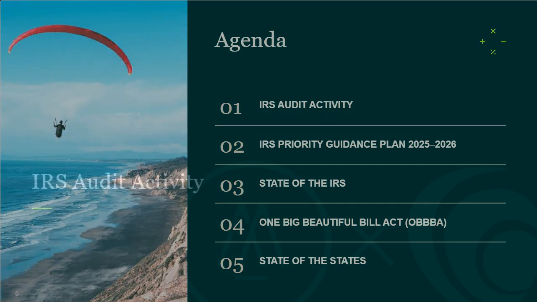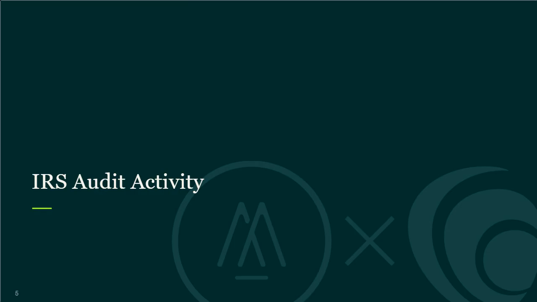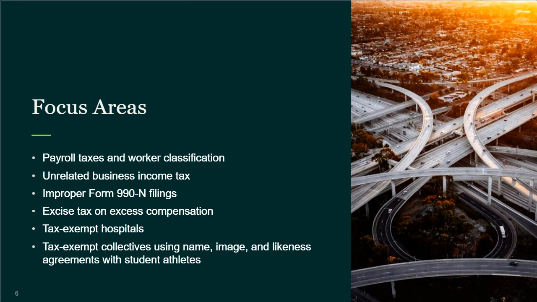Let's kick things off with what is happening with the IRS and what we are seeing with regards to audit activities. Some focus areas that the IRS is focusing on for tax exempts. As we all know, tax exempts generally do not pay income tax on their exempt purpose activities. However, there are certain ways that the IRS does collect taxes from tax exempt organizations. Those include payroll taxes. The primary focus on this first bullet point is payroll taxes and worker classification.